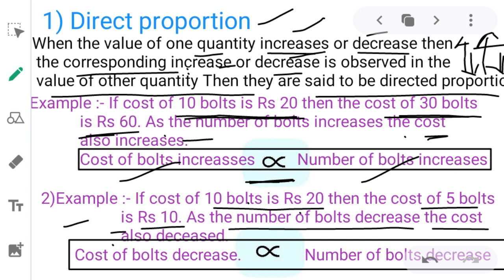Here it is clear, as the number of bolts decreases, the cost also decreases. Hence, this is also direct proportion. You may observe here, the cost of bolts decreases directly proportional to the number of bolts decreases. Both cases decrease. In the first example, both increase. That means both the quantities will be in the mode of increasing or in the mode of decreasing. That type of proportion relation between two quantities is called direct proportion.